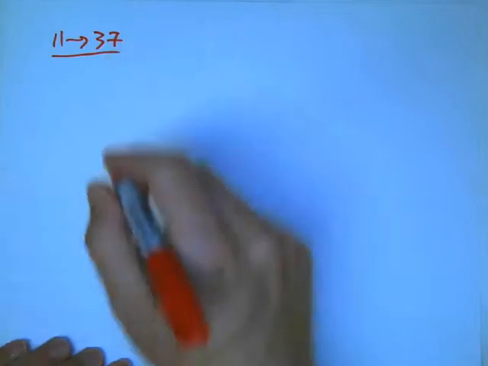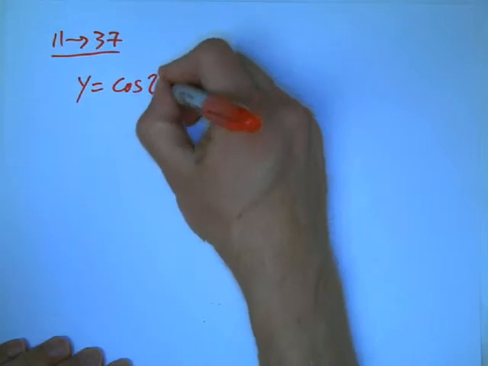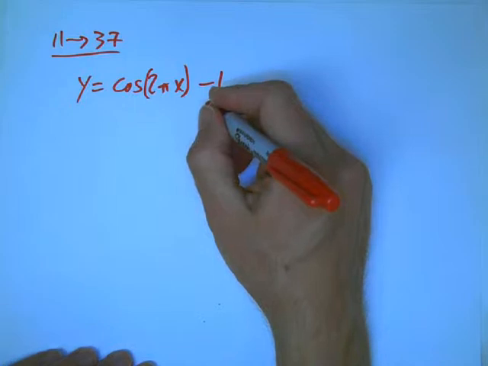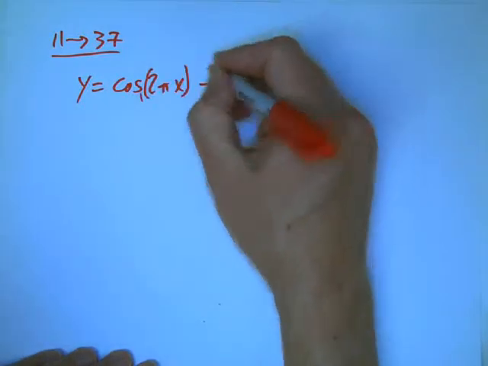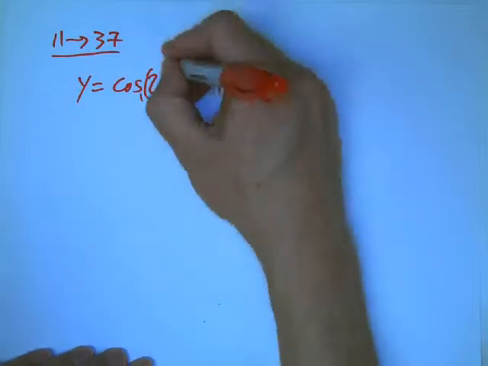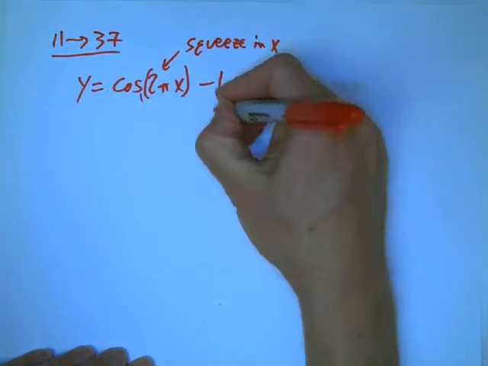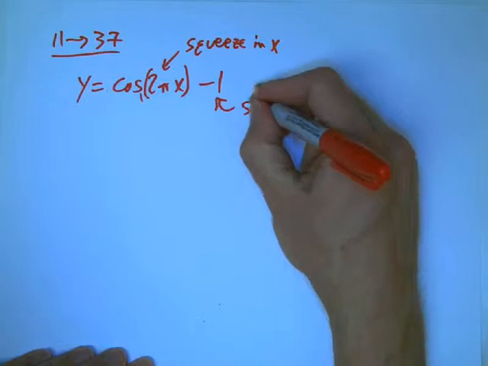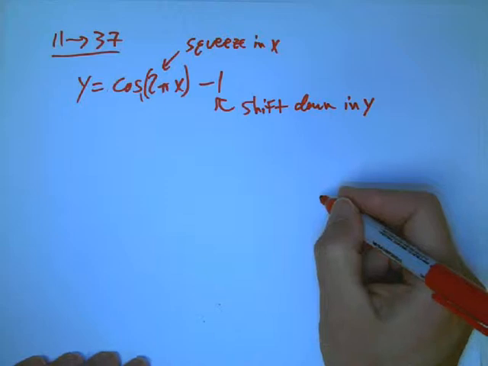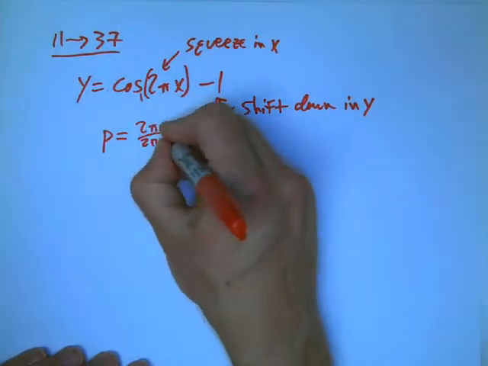Okay, let's see if I can fit in under the 10-minute limit, if I can fit in the next one, which is number 11 turning into number 37. And that's y equals cosine 2 pi x minus 1. Now, note the parentheses are here. If there were parentheses around the whole 2 pi x minus 1, then you'd be shifting in x. This is really no shifting in x, but shifting in y. So that's going to squeeze in x, and this is a plus or minus, not a times, so that's going to shift down in y.